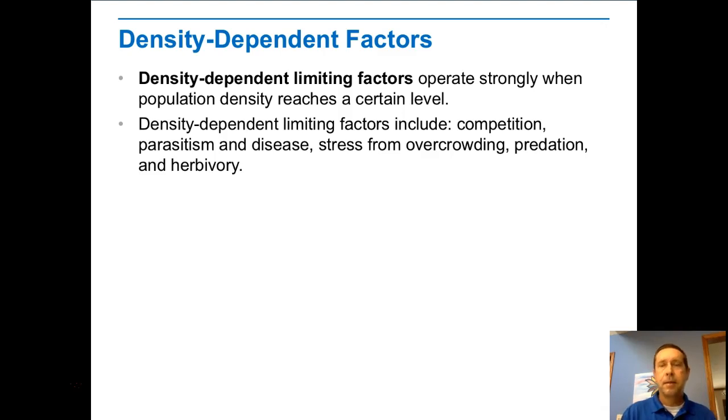So first we'll talk about the density dependent factors. Density-dependent limiting factors operate strongly when population density reaches a certain level. In other words, the more closely together the things live, the bigger the effect is going to be. So density-dependent limiting factors include things like competition for resources, parasitism, disease, stress from overcrowding, predation, and herbivory.